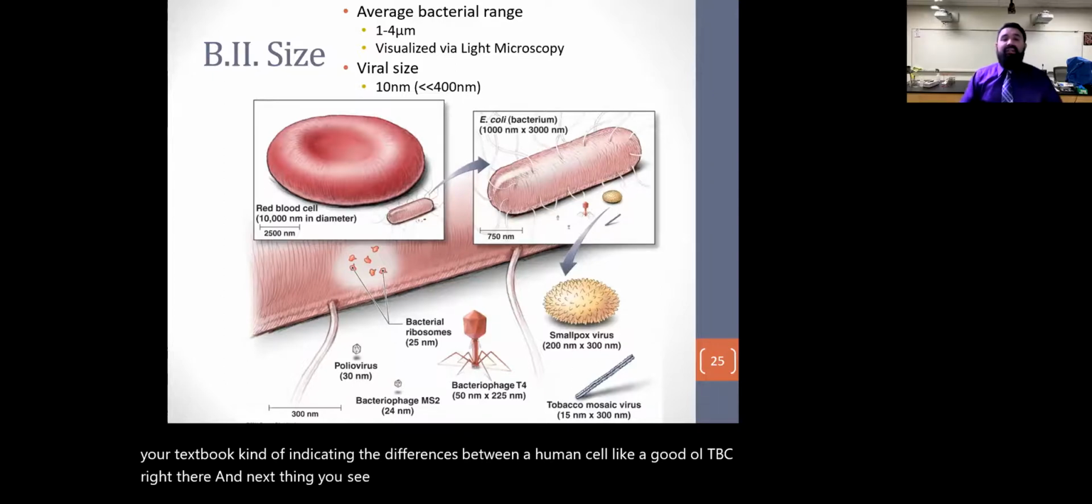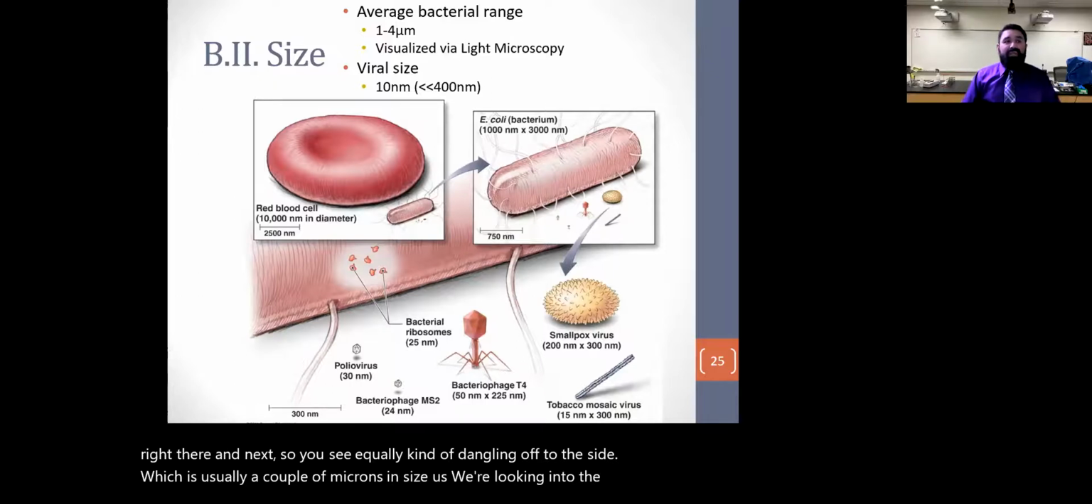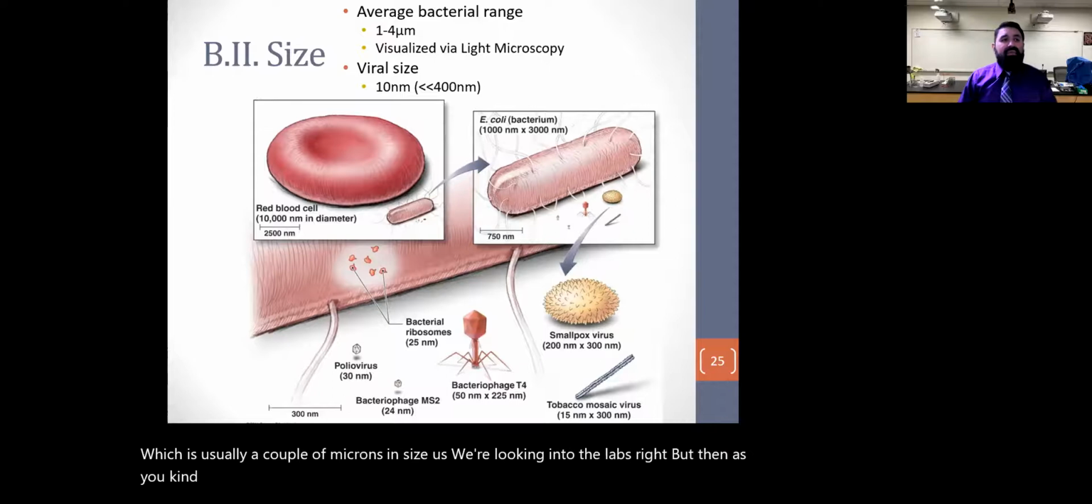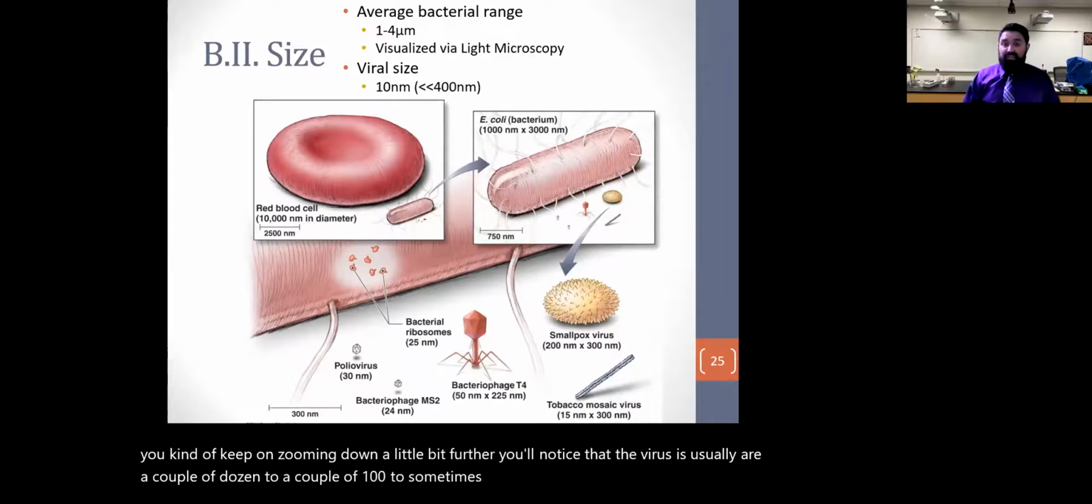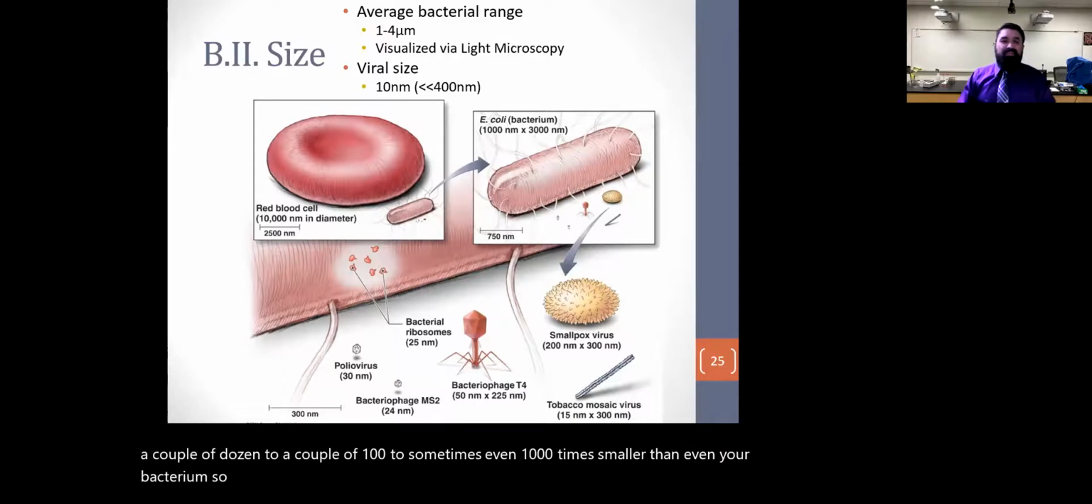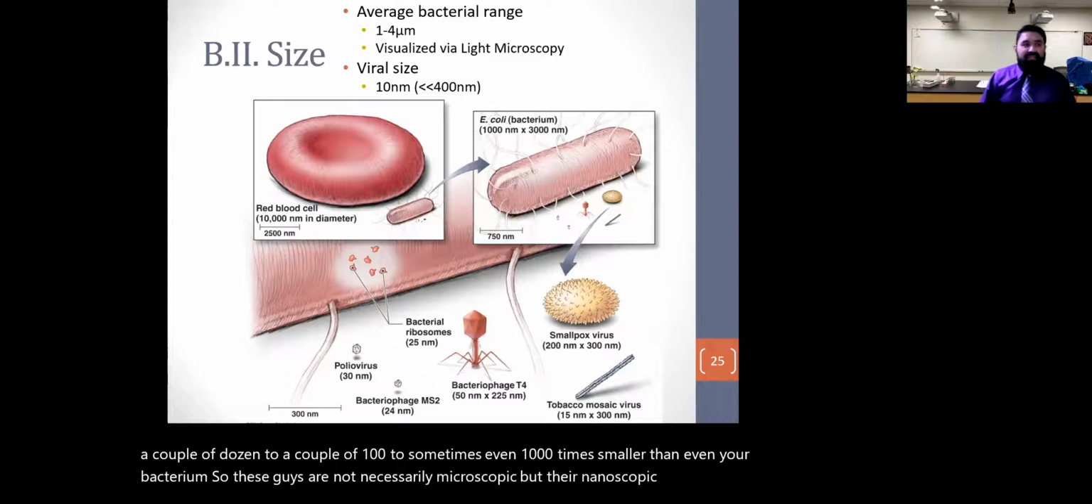E. coli kind of dangling off to the side, which is usually a couple of microns in size. That's what we're looking into in the labs, right? But as you keep on zooming down a little bit further, you'll notice that viruses are usually a couple of dozen to a couple of hundred, sometimes even 1,000 times smaller than even your bacterium. So these guys are not necessarily microscopic, but nanoscopic. They're significantly smaller in scale.